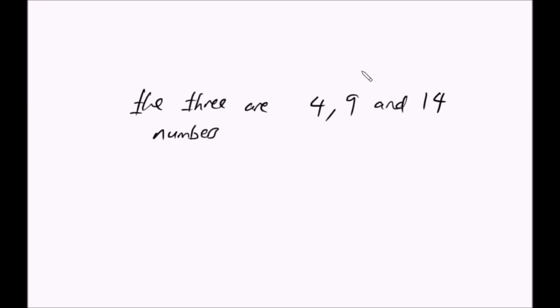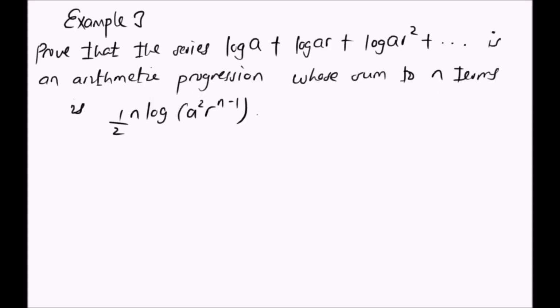So this is example 2. Let's see example 3 now. Example 3 anasema prove that this series log a plus log ar plus log ar square is arithmetic progression whose sum to n terms ni hiyo.